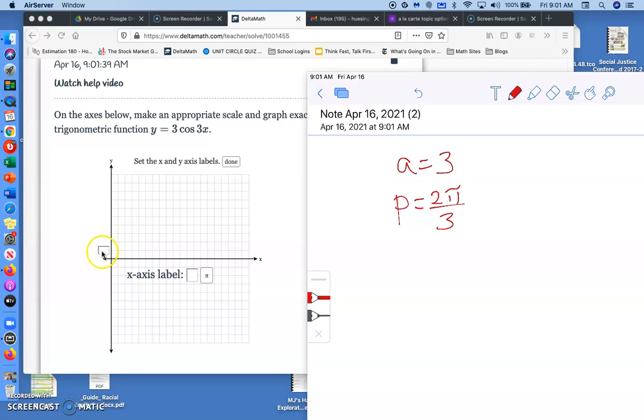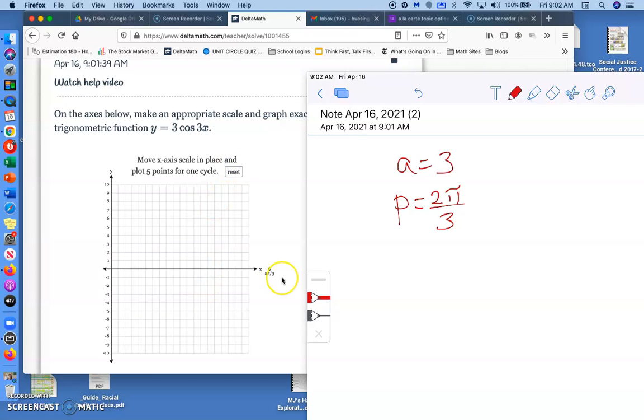So I'm going to label this scale. I'm just going to label this as 1. Then I'm going to label this as 2 pi divided by 3. Click on done. And again, I'm going to move this over to the fourth mark. And now I'm going to start placing it.